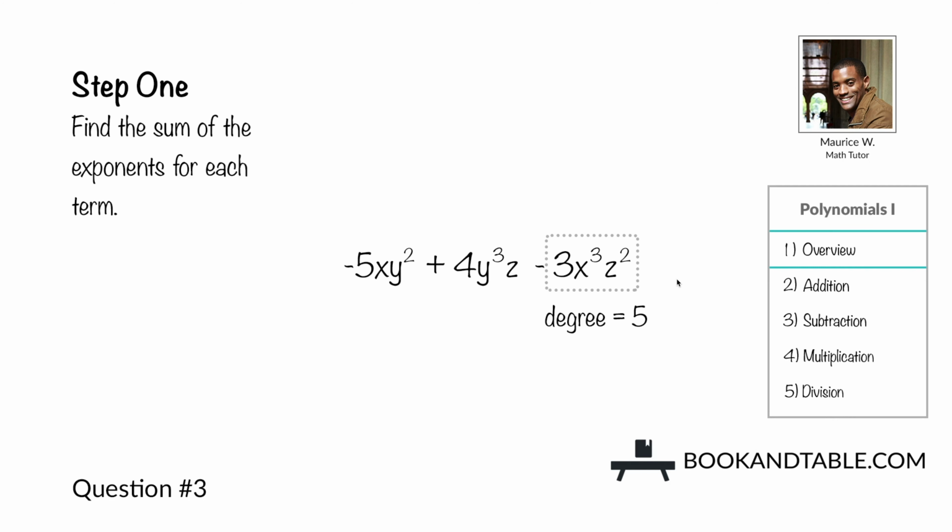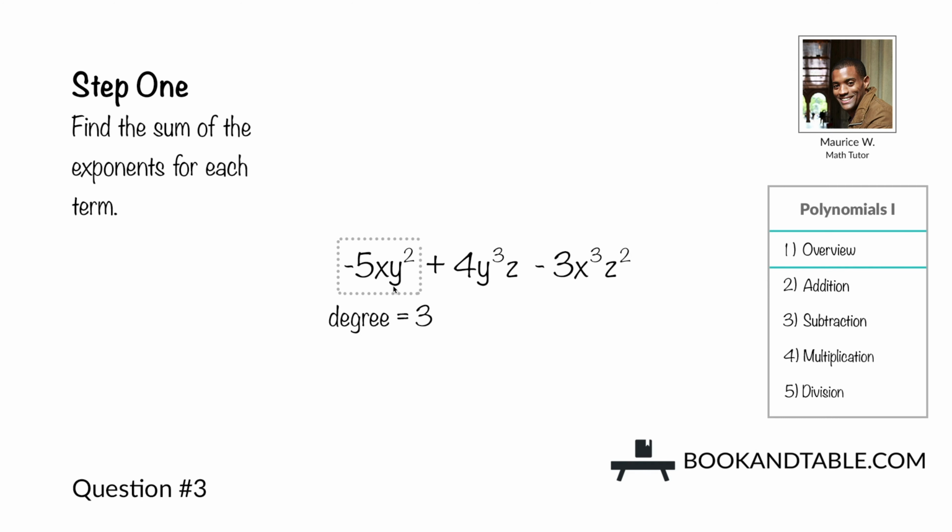In question number 3, we were given negative 5xy squared plus 4y cubed z minus 3x cubed z squared. The degree of 3x cubed z squared is equal to 2 plus 3, which is equal to 5. The degree of 4y cubed z is equal to 1 plus 3, which is equal to 4. And the degree of negative 5xy squared is equal to 2 plus 1, which is equal to 3.